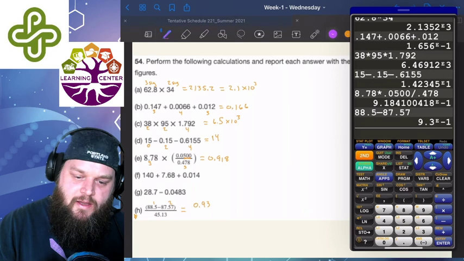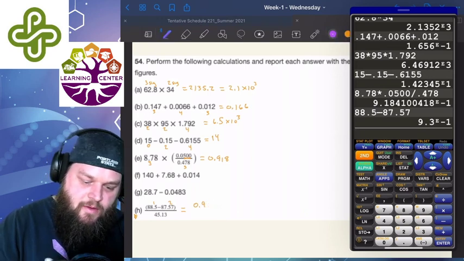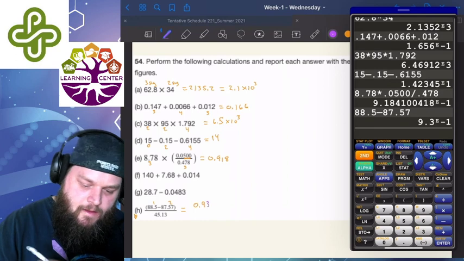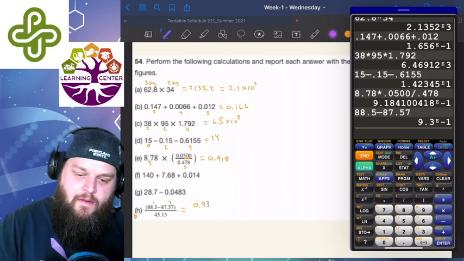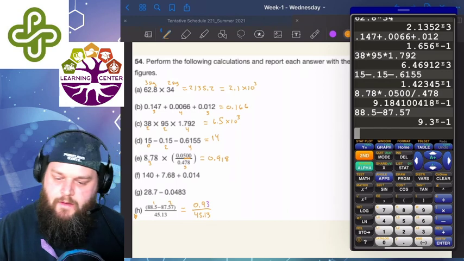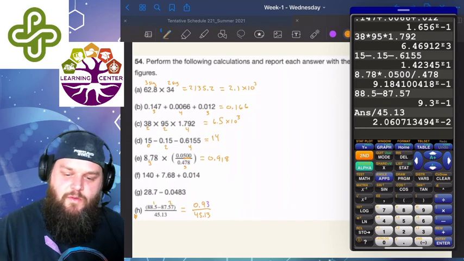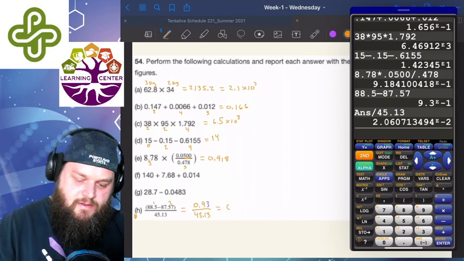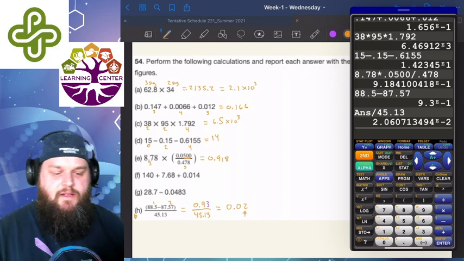So the last significant digit is going to be that first decimal place. So really, I can write this 3 in a different color because it's still there, but it's not a significant value. Then we can divide that number by 45.13. And doing that gives us 0.02. Notice my answer is to one significant figure.